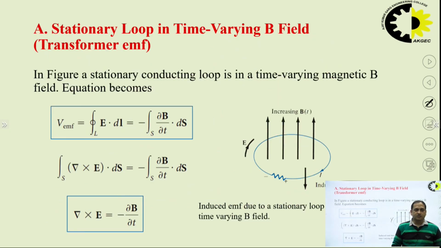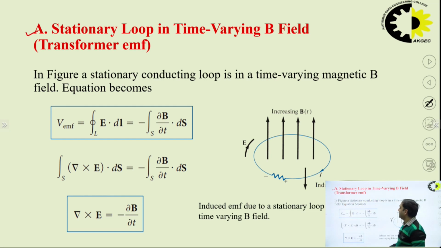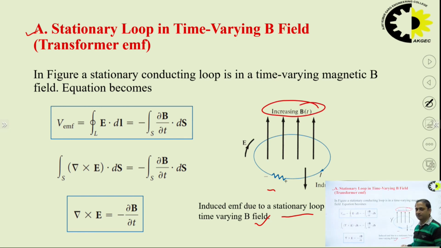Okay, so let's come to the expression for the first case, the stationary loop in a time varying B field. In this case the EMF which is generated is the transformer EMF. The diagram shows the induced EMF due to the stationary loop in the time varying B field. This is the B field, which is changing with time, so it is increasing.